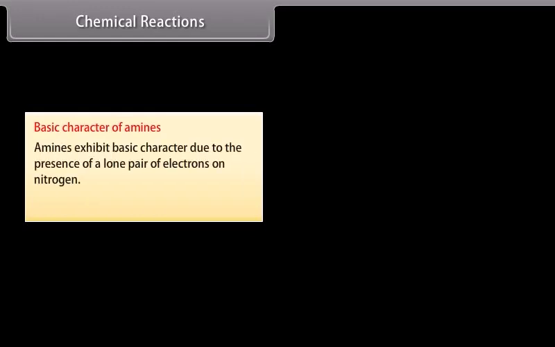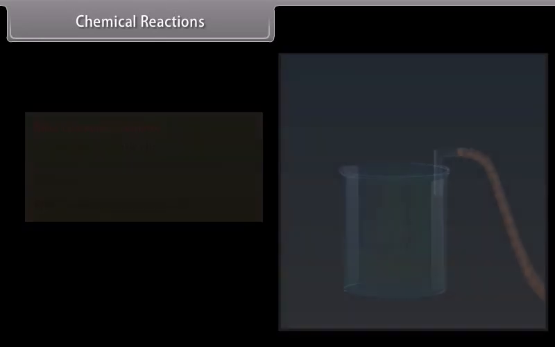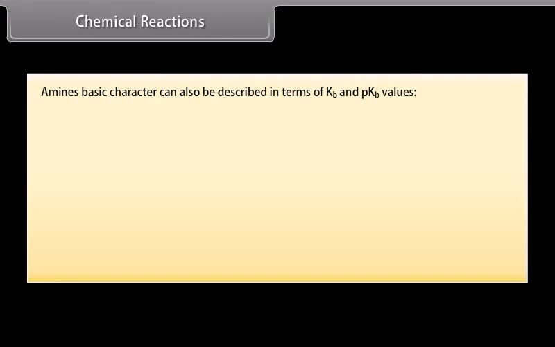Basic character of amines. Amines exhibit basic character due to the presence of a lone pair of electrons on nitrogen. They are stronger bases than water and are therefore protonated by water in their aqueous solutions. Amines' basic character can also be described in terms of Kb and pKb values.